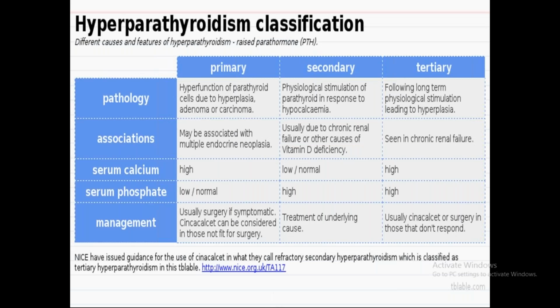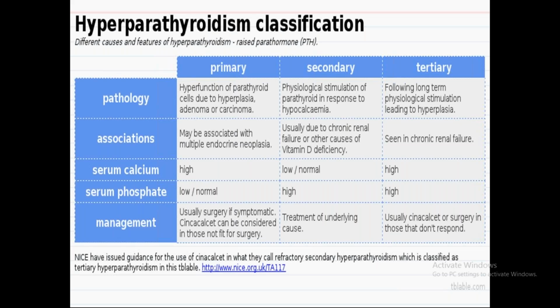Coming to the differences, in primary, what is the pathology? Hyperfunctioning of parathyroid cells due to hyperplasia, adenoma, or carcinoma. It is usually associated with MEN, multiple endocrine neoplasia. The serum calcium levels are high, serum phosphate levels are low or normal. I'll discuss the management in detail later, but just for comparison, management is usually surgery if symptomatic, or cinacalcet can be considered in those not fit for surgery.